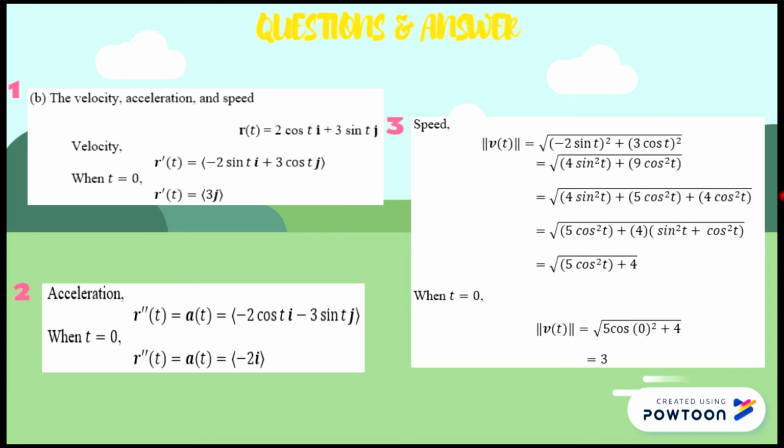For speed, to find the speed, the equation is the modulus of v(t) equal to the square root of (negative 2 sin t) squared plus (3 cos t) squared. And the final answer is the square root of 5 cos squared t plus 4. When t equal to 0, the answer is 3.